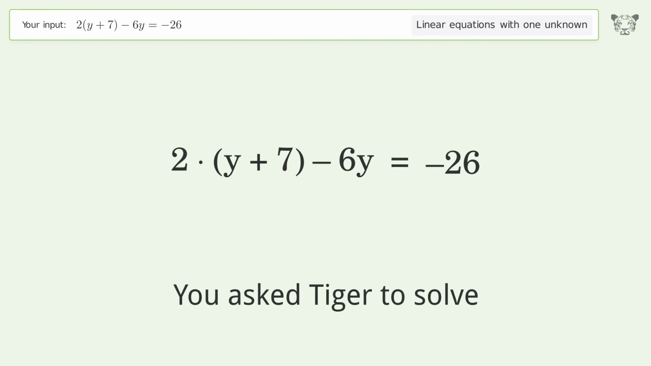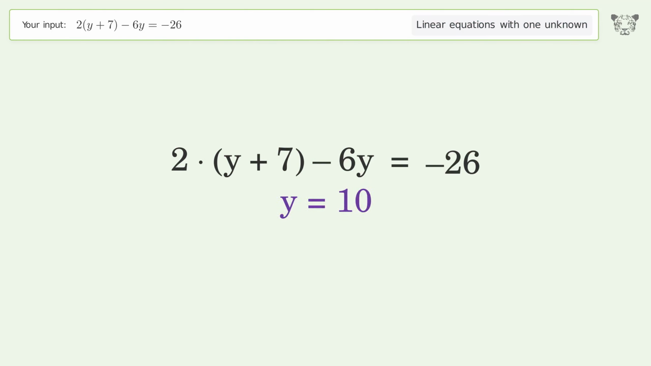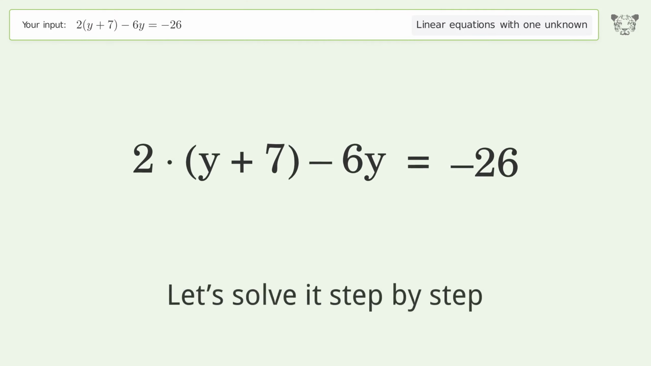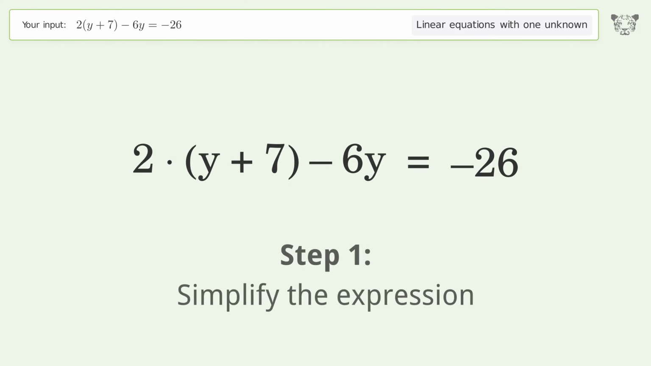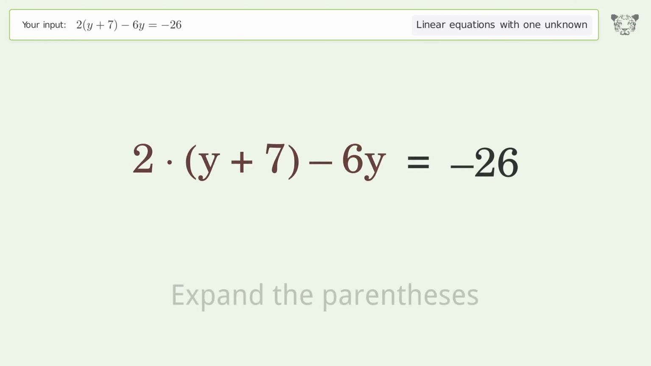You ask Tiger to solve. This deals with linear equations with one unknown. The final result is y=10. Let's solve it step by step. Simplify the expression. Expand the parentheses.